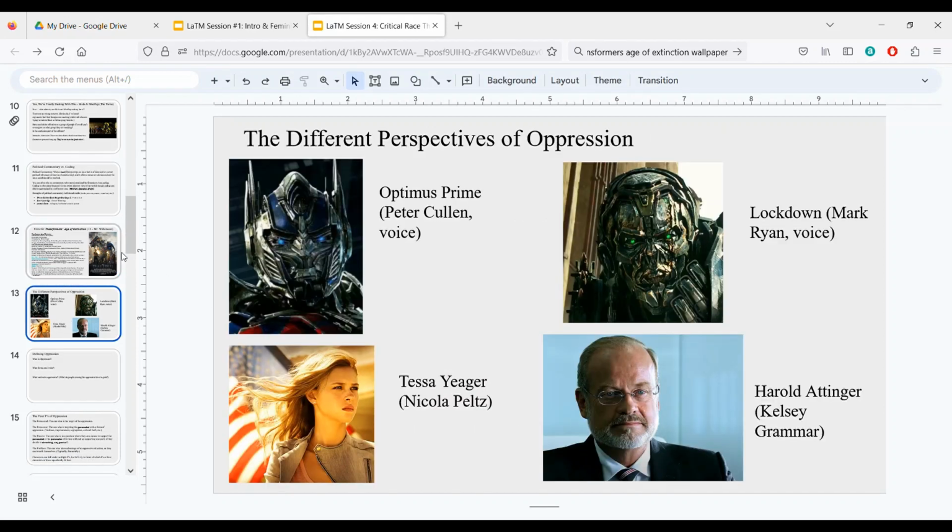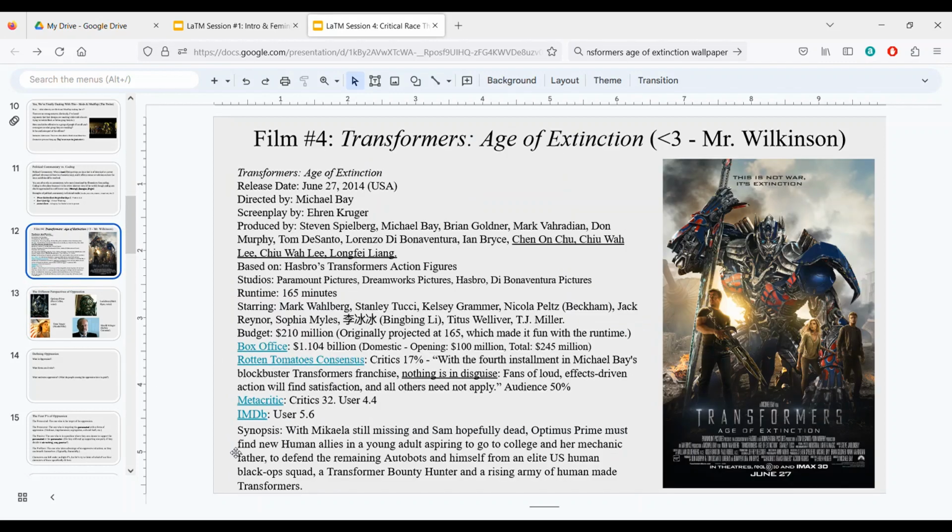And then, whoops, sorry, we gotta acknowledge this one thing. Tommy, can I have you read the plot synopsis at the very bottom there? I'm very proud of this. Okay, with Michaela still missing and Sam hopefully dead, Optimus Prime must find new human allies as a young adult aspiring to go to college. Enter Mechanic DeFather to defend the remaining Autobots and himself from an elite U.S. human Black Ops squad, a Transformer bounty hunter, and a rising army of human-made Transformers. Yeah, quite the threat building here.